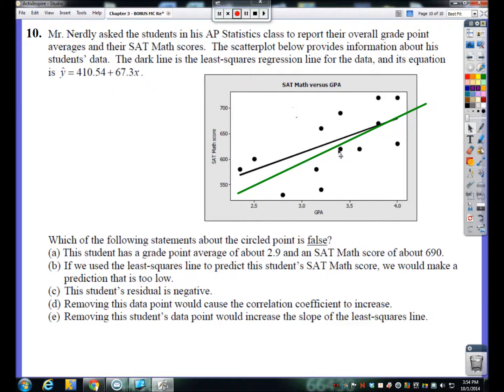Now, hopefully, running through those problems will help you identify strengths and weaknesses that maybe you need to cover before we get to the test. And that is all.